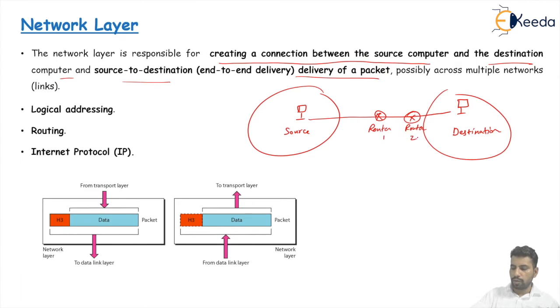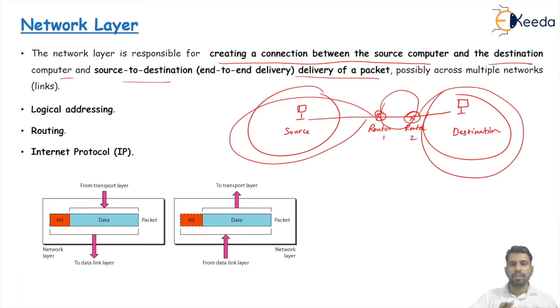For example, this is router 1, this is router 2, this is one LAN, between them some different network, and this is one different network. Your packet needs to cross so many networks. So this type of connection is needed between the source and destination, so that the packet will be accurately delivered to the destination. Okay, so for that, the network layer is responsible.